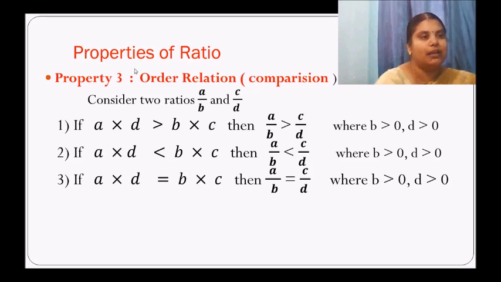Then we can say that the first ratio is greater than the second ratio, provided that B and D are both greater than 0. Second, if A multiplied by D, the product of A and D, is less than the product of B and C, then the two ratios satisfy A by B is less than C by D, where B is greater than 0 and D is greater than 0. Third, if these two products are equal, then these two ratios are also equal, provided the same condition.